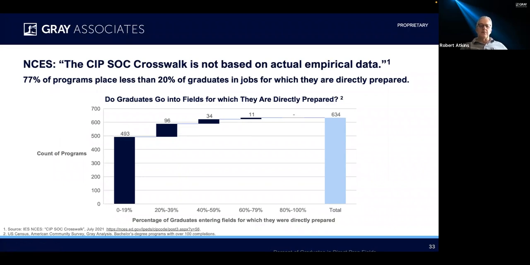493 out of the 634 programs that you can observe in the ACS survey, less than 20% of the grads went into fields for which they're directly prepared. So that's 2/3 of all programs. Less than a fifth of the graduates are going to go into jobs for which they're directly prepared. So be super careful. You know what the crosswalk is that lives behind your data about what graduates do for your programs. Chances are it's wrong, and it's not wrong by a little bit.